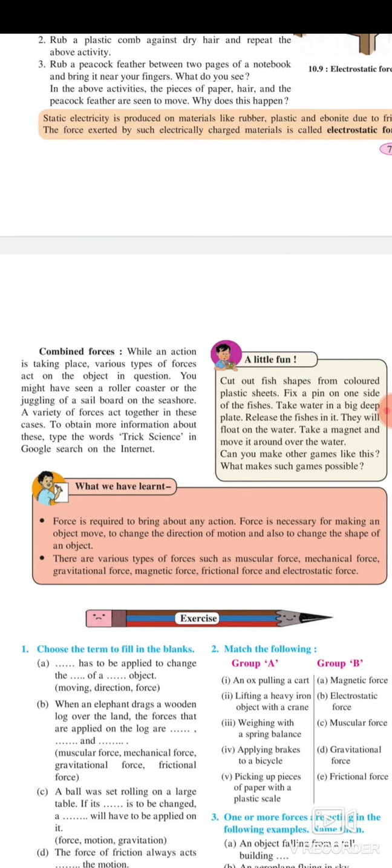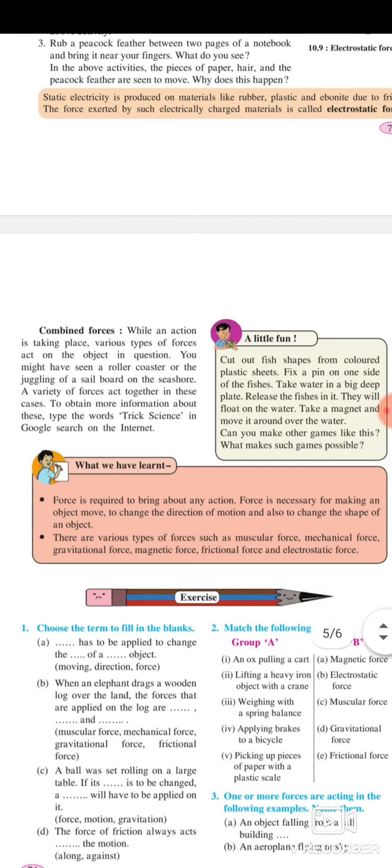Combined forces. While an action is taking place, various types of forces act on an object in question. You might have seen a roller coaster or a juggling of a sailboard on a seesaw. A variety of forces act together in these cases. To obtain more information about these, type the word trig science in a Google search on the internet.